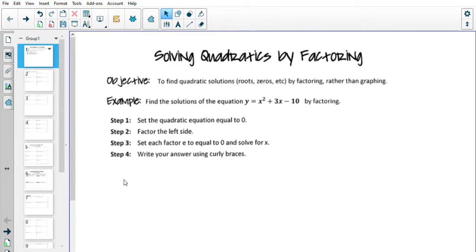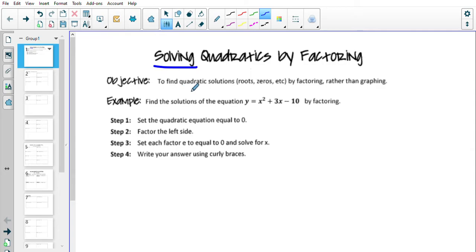So let's take a look at solving quadratics by factoring. This is the next step now that we've learned how to factor, our 5 different ways of factoring. Now we're going to talk about how we can actually go about solving. So let's talk about what that means first with solving.